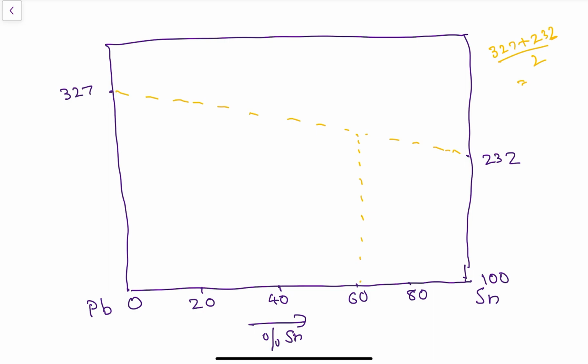Okay, but in the real case, this was not so. The actual melting point of this alloy, that is 60% tin and 40% lead, is at 183 degrees Celsius. So let me draw that line. That temperature is very important. And the phase diagram actually looks like this.